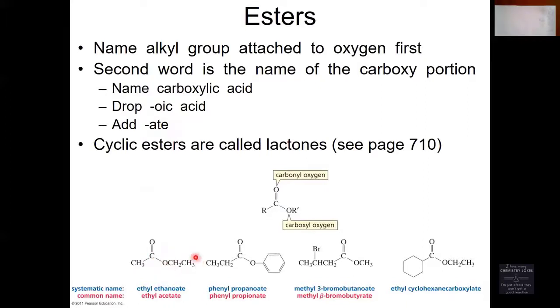But the first name has to be the name of this leg out here. 2 carbons is an ethanoate. This is a phenyl out here. It's a benzene directly connected to the leg of my oxygen. Phenylpropanoate, because there are 3 carbons in what used to be a carboxylic acid. Since these already have names given, we're not going to talk through any more of them, but there they are for your viewing pleasure.